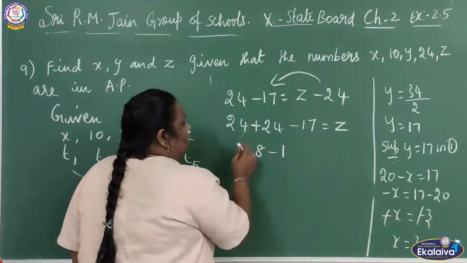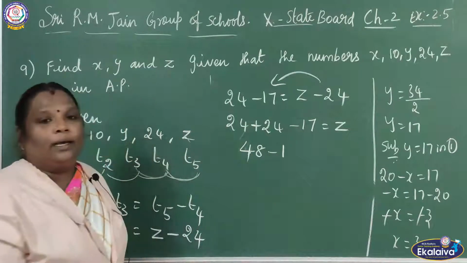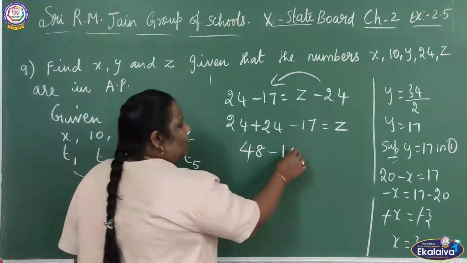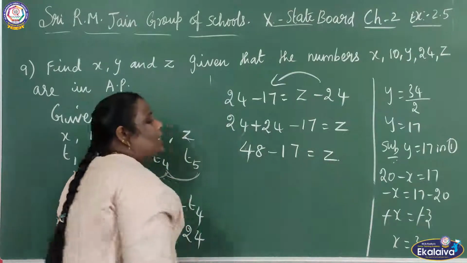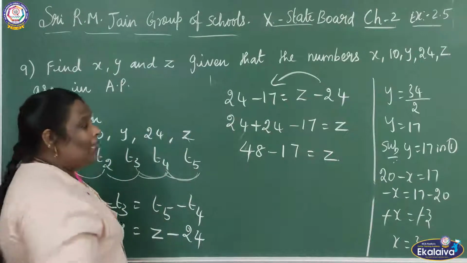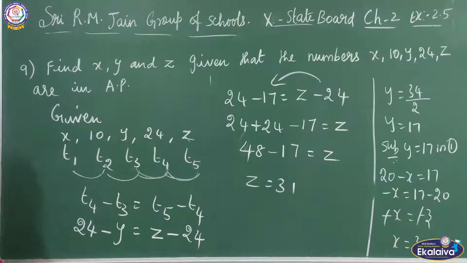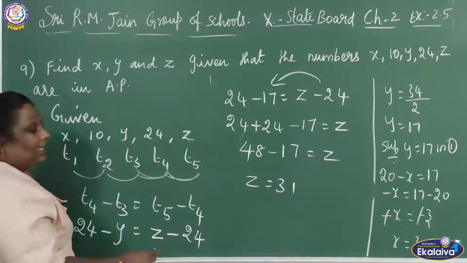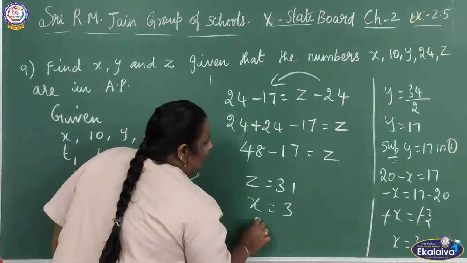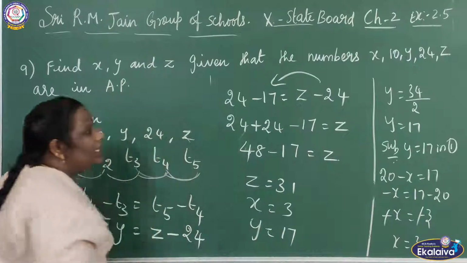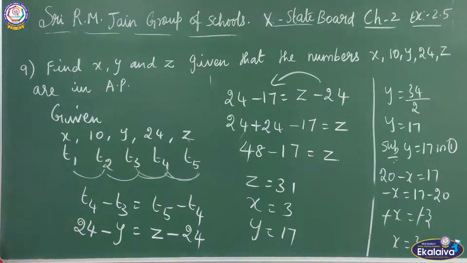48 minus 17 equal to z. So what is the value of z? z equal to 31. x equal to 3 and y equal to 17. These are the values of x, y and z.